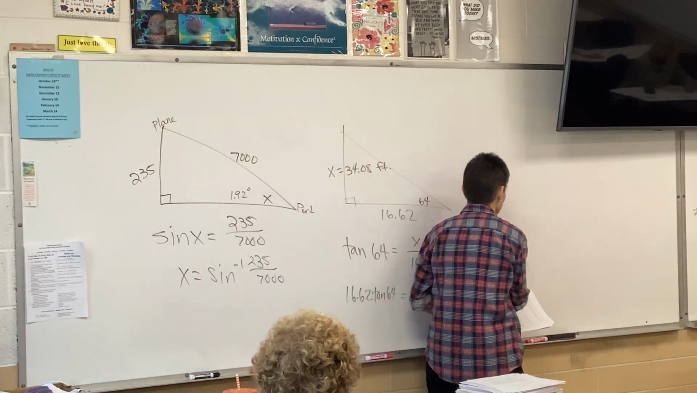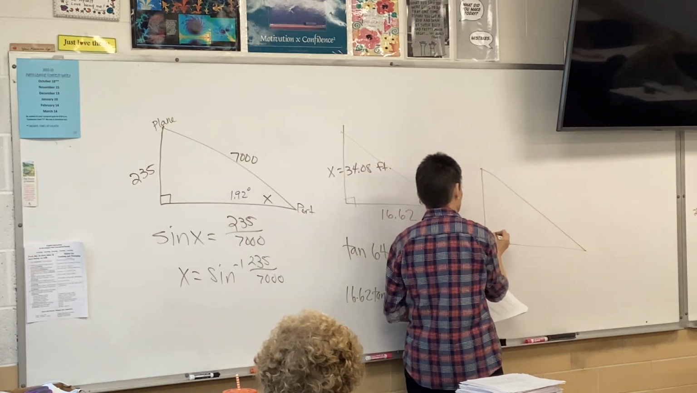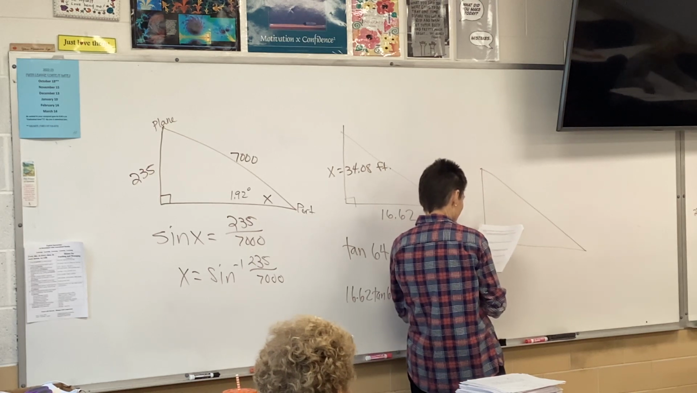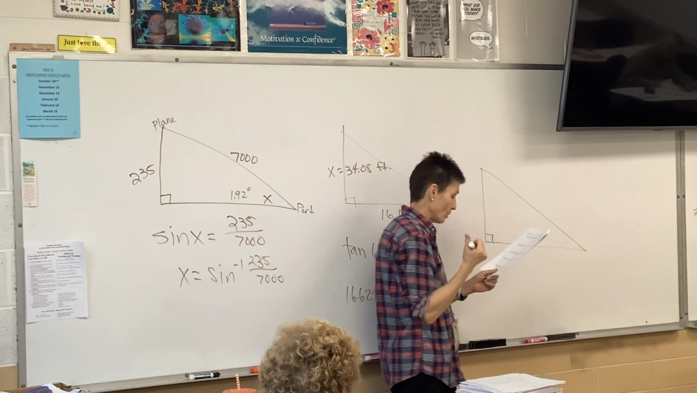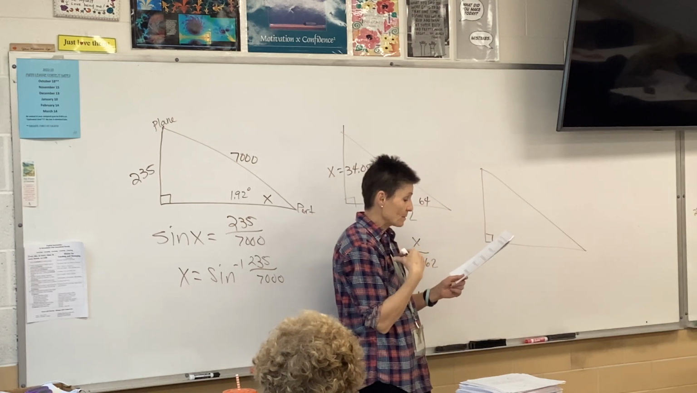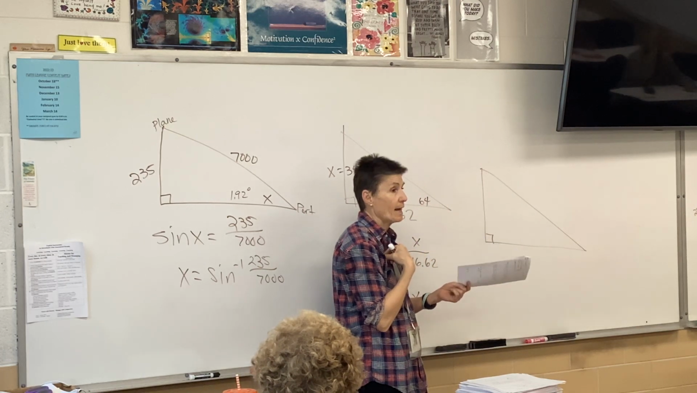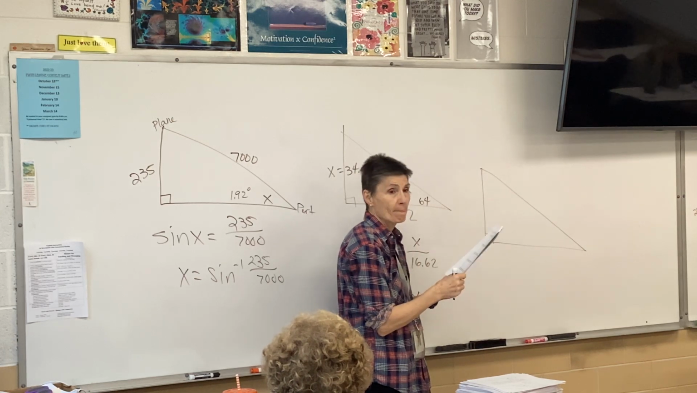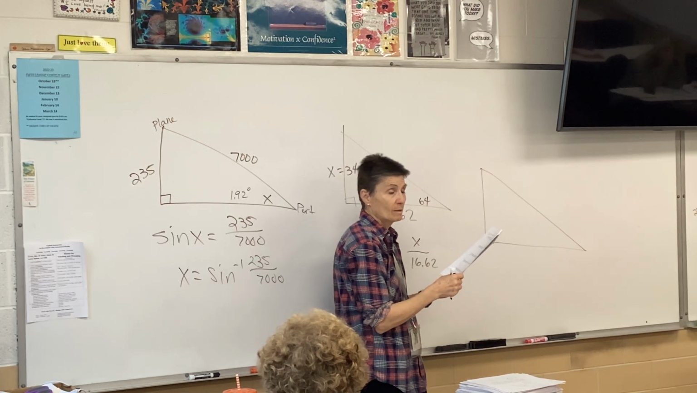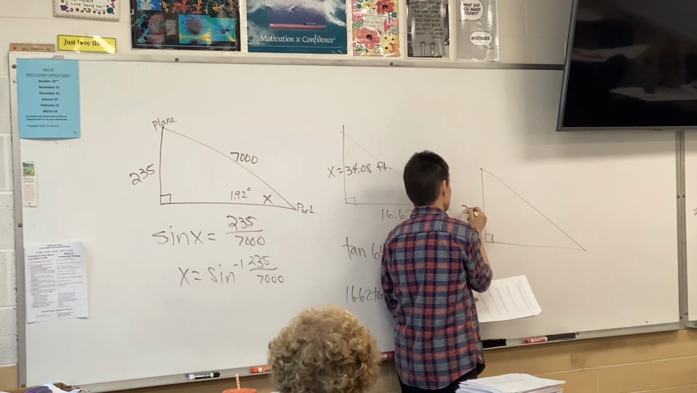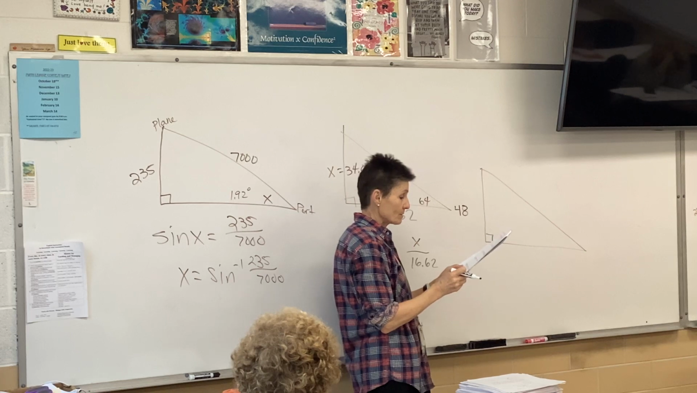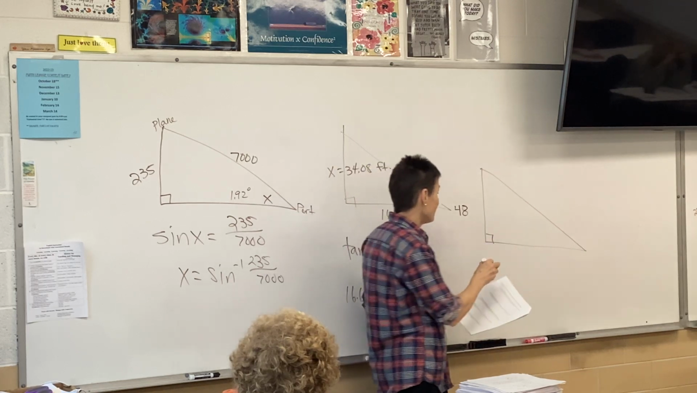Alright, now we got a building, and the man looking at the building. Somewhere I gotta put a 48, a 3,000, and an X. So what do you think? 48 is the height of the building. 3,000 is where? Bottom.